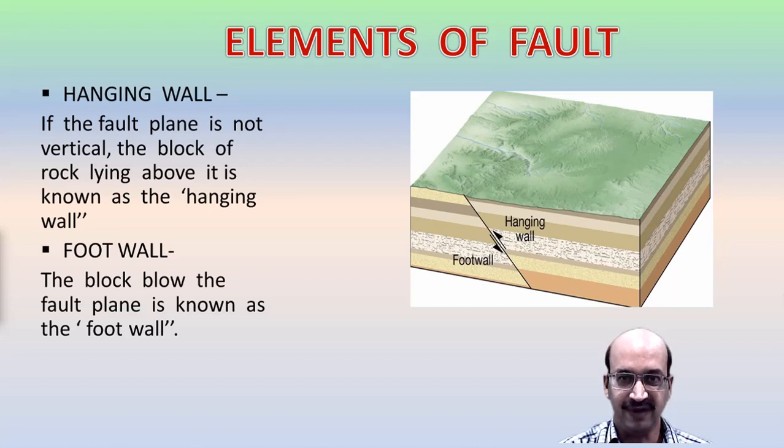In this slide we can see a fault in a block diagram, and the hanging wall and footwall are shown in this block diagram. If a fault plane is not a vertical plane, then the block of rock which lies above the fault plane is called the hanging wall, and the block which lies below the fault plane is called the footwall.